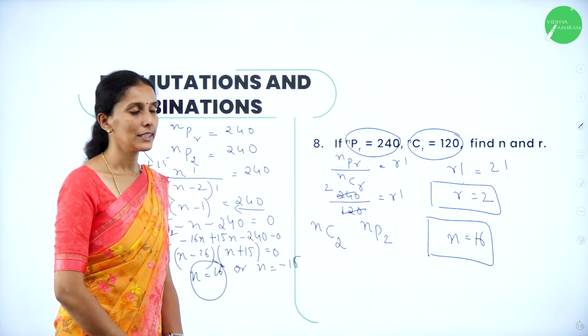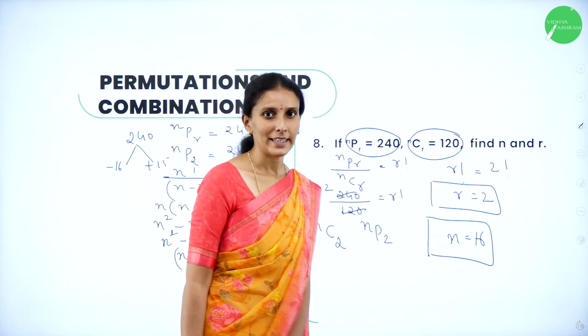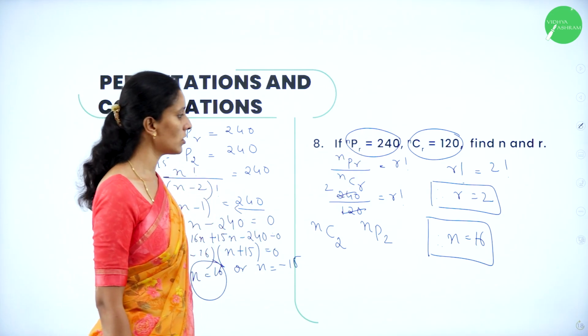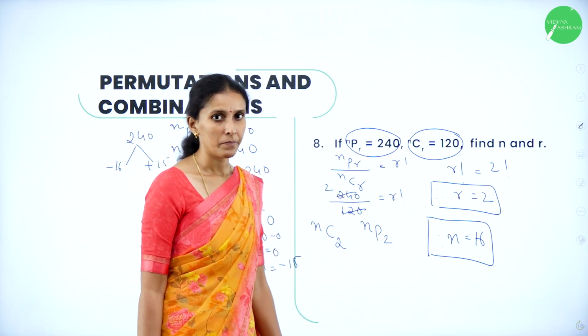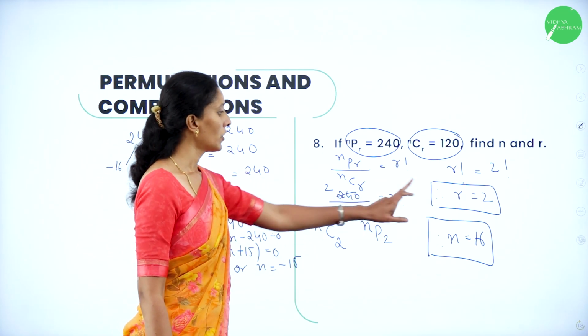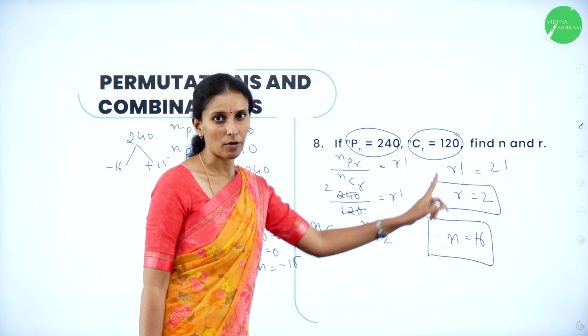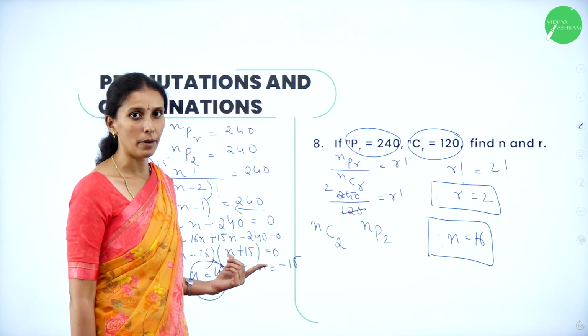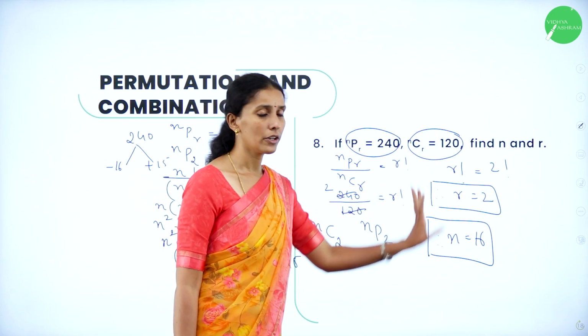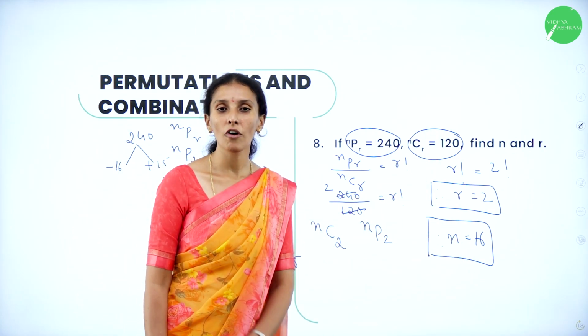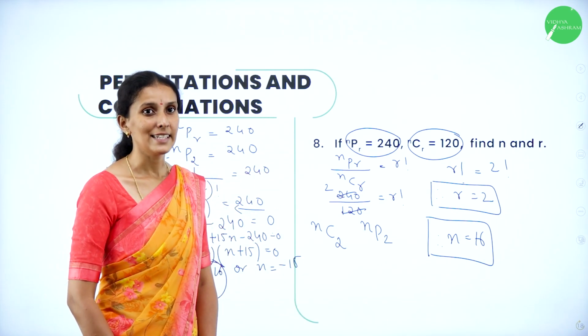So what we have done here, we are supposed to find both n and r. So using the relation between permutation and combination, just find the value of r. After finding the value of r, use the value of r in either permutation formula or combination formula. Here I have used the formula of permutation. You can verify it using nCr formula also. The result will be the same. So your value of n for this is 16.